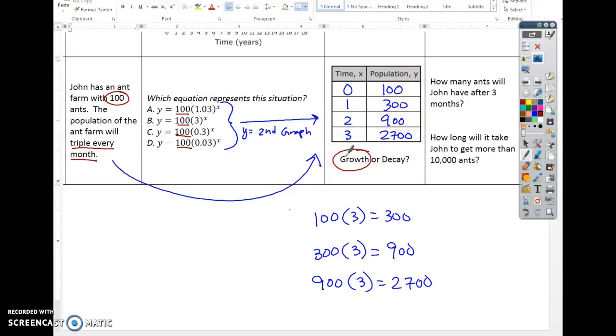Okay. How many ants will John have after 3 months? So go look at 3. How many would it be? And then how long will it take John to get more than 10,000 ants? So you're going to use the equation that you got, put it in y equals, second graph, and go see when does he get more than 10,000 ants. Okay, more than 10,000 ants.